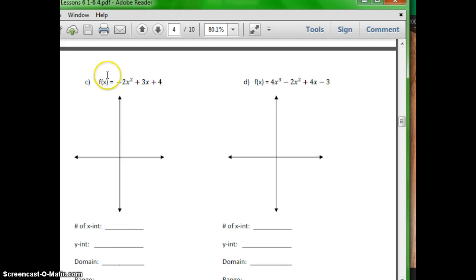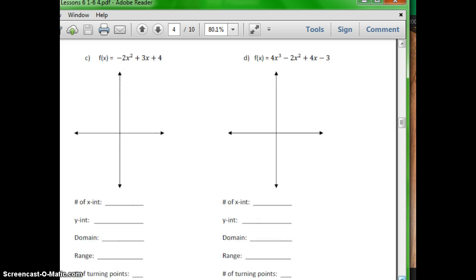Next, we have this parabola, right? So it should be a nice little parabola. It should be pointed downward. How many x-intercepts are there? Let's see. There are 2 x-intercepts, I believe, unless I got that wrong. The y-intercept is at 4.